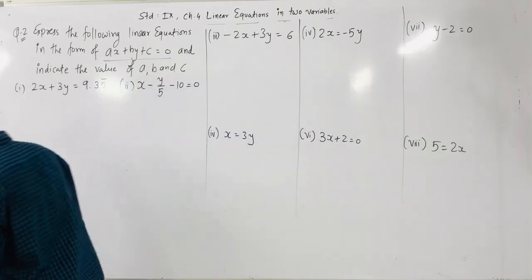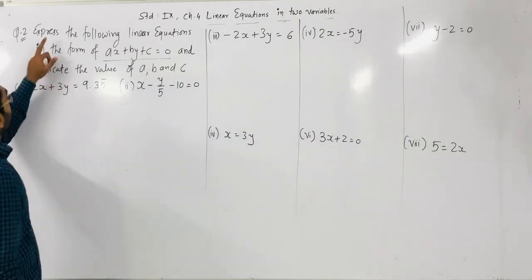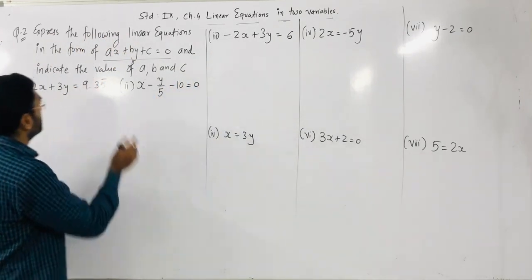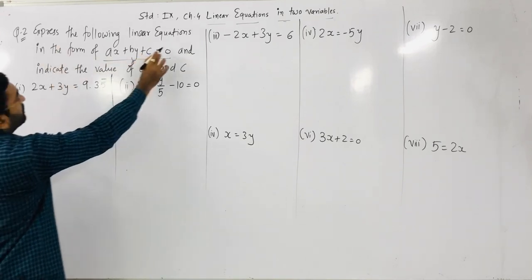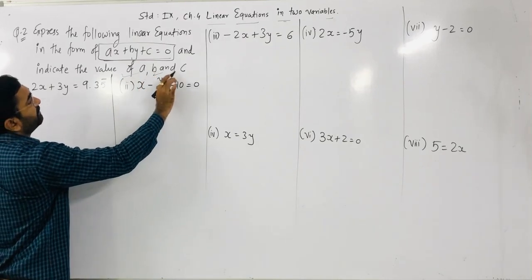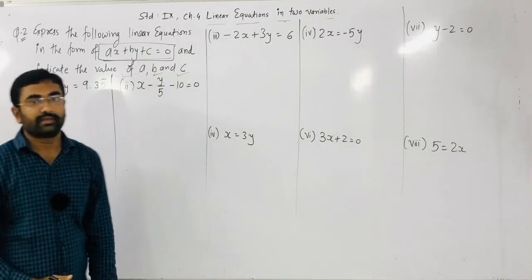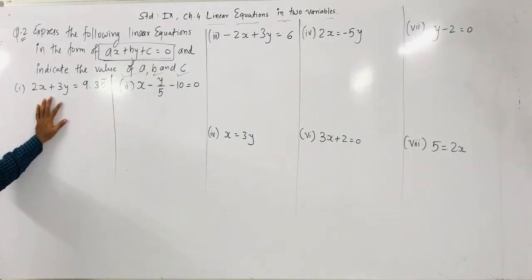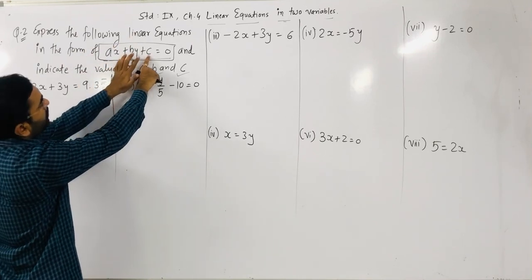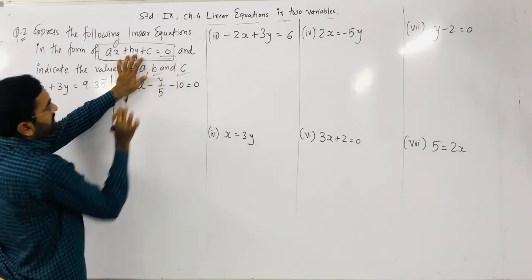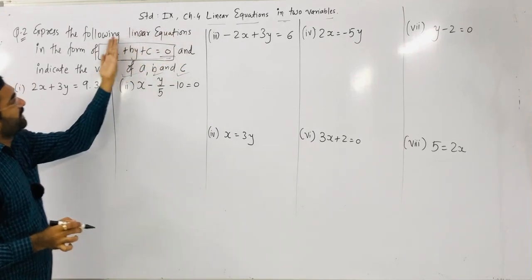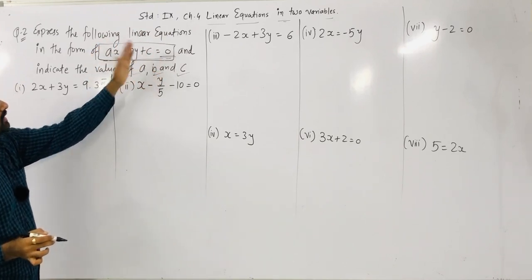Okay, now see the question. We have to express the following linear equations, so all these linear equations are given. We have to express them in that form, and we also have to indicate the a, b and c values in all cases. As I told you, these linear equations have to be in this form, where the right hand side is 0. So whatever terms are on the right hand side of the equal sign, we have to take to the left hand side.